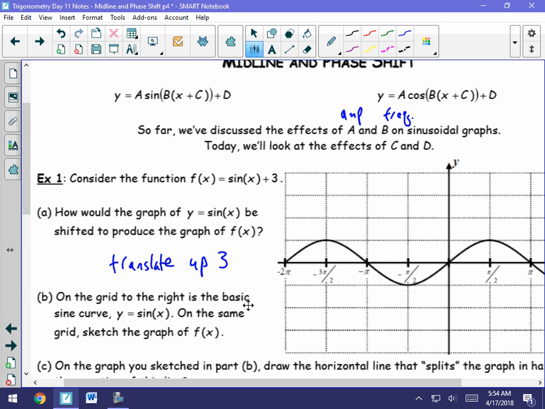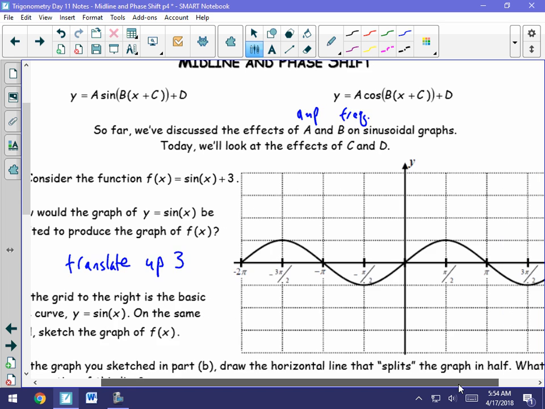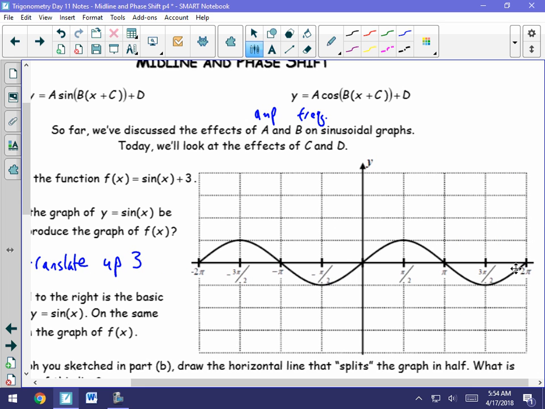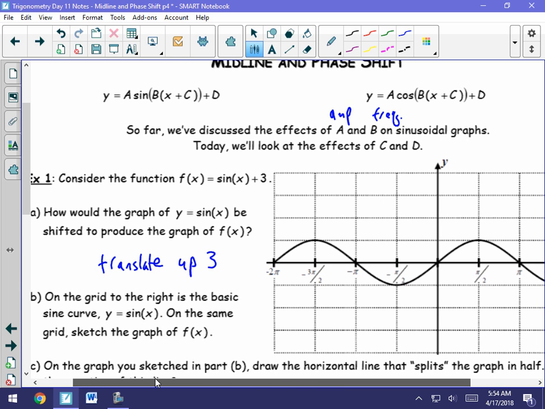So then it says on the grid to the right is the basic sine curve. So we can see that here. Again, normally we see it from 0 to 2 pi. They added on another cycle here. But that is sine x.